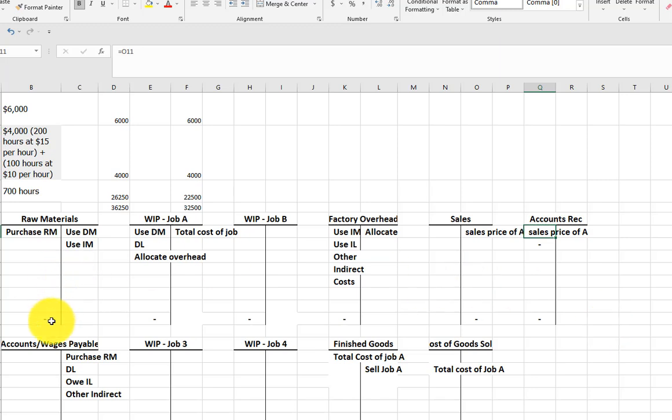And these work just like any T accounts. You total up the debits, subtract the credits, that sort of thing, to get your balance. And then for your income statement at the end of the year, you're just going to add up the sales of all the jobs, add up the cost of goods sold of all the jobs that were sold. And that's going to be a big chunk of your income statement. And then, of course, these raw materials, work in process, finished goods go on the balance sheet as inventory. And then you have a liability here and an asset here as accounts receivable.